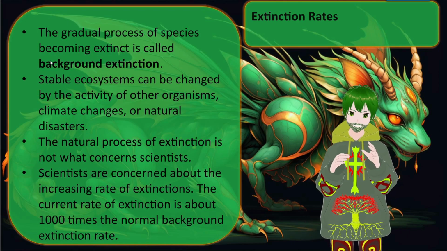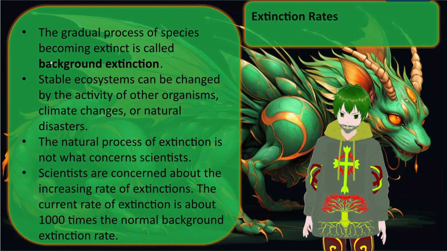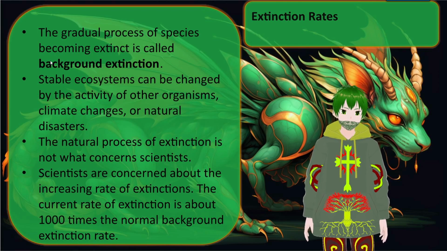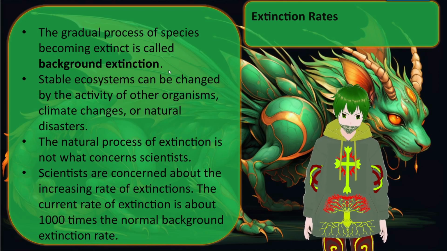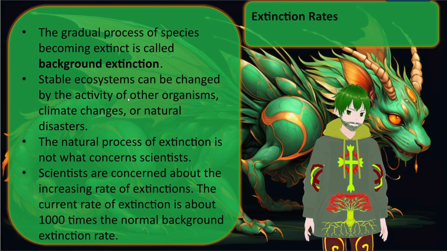And the rate at which things just randomly die off because of natural chance, we'll say, or natural changes in environment, is called background extinction. And this is a constant thing. It happens all the time. There's always a constant kind of upkeep of background extinction. And that's throughout the history of the world.